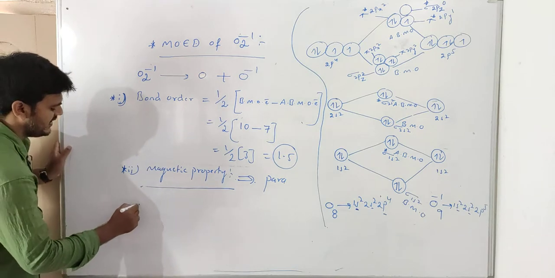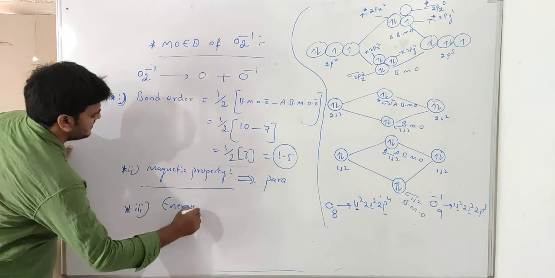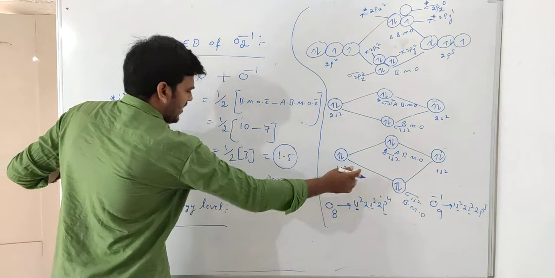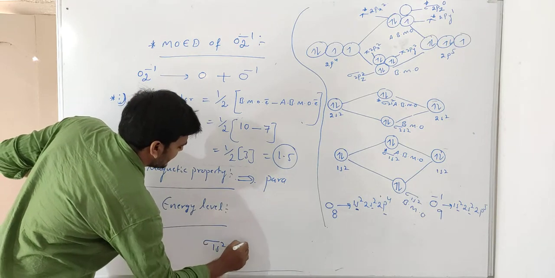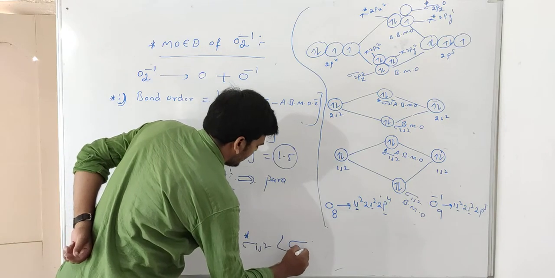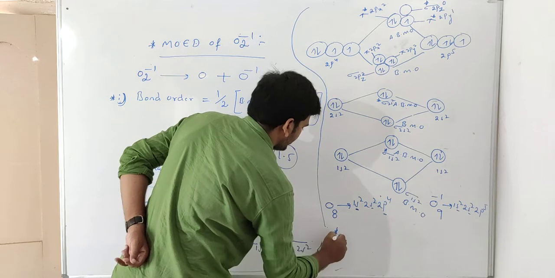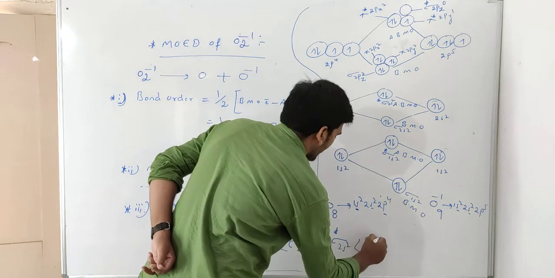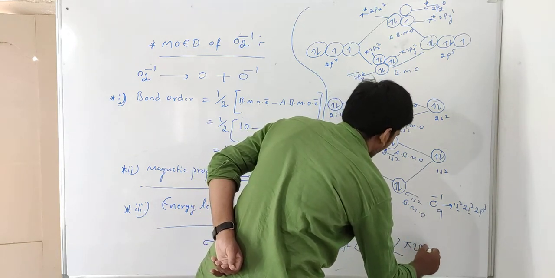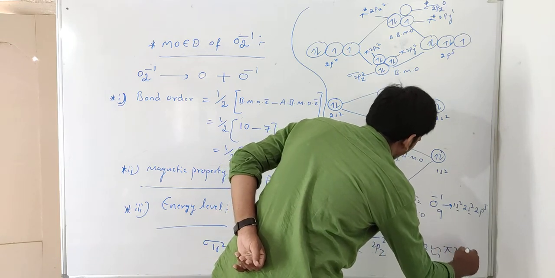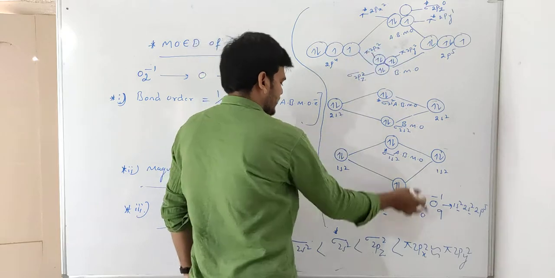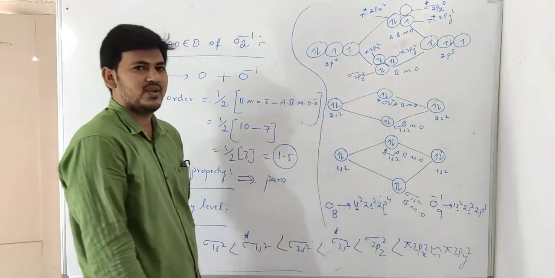And the third one is the energy level of the O2 minus 1 ion. First sigma 1s2, next sigma star 1s2, next sigma 2s2, next sigma star 2s2, next sigma 2pz square, 2 electrons, and next pi 2px square is equal to pi 2py square, and these two are degenerate orbitals, equal energy level orbitals.